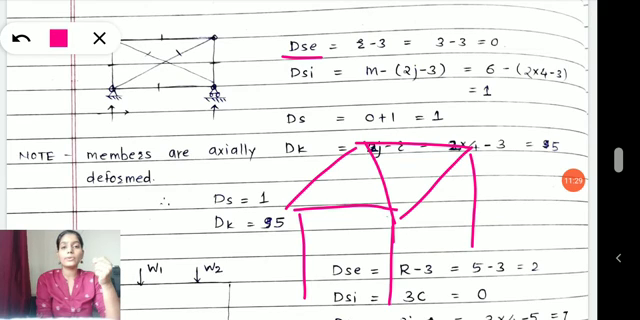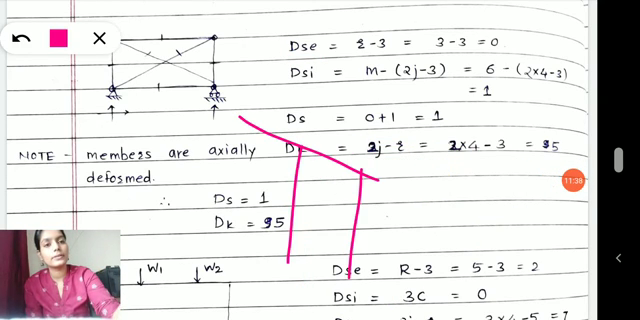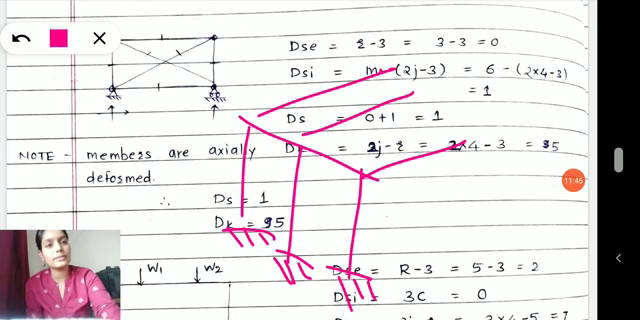But if we go for space structures, space trusses, or space frames, how will a space frame look? See here, this is your 2D frame. Okay, this is your 2D frame, but now it becomes a space frame.